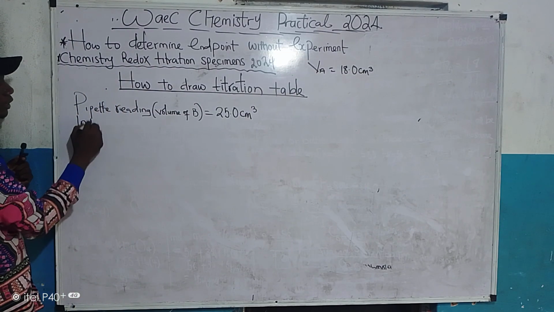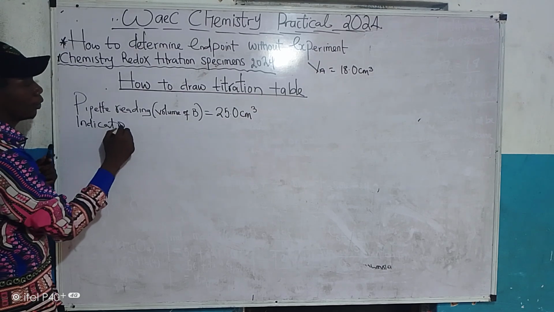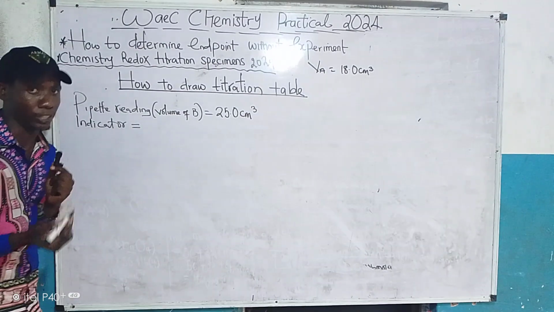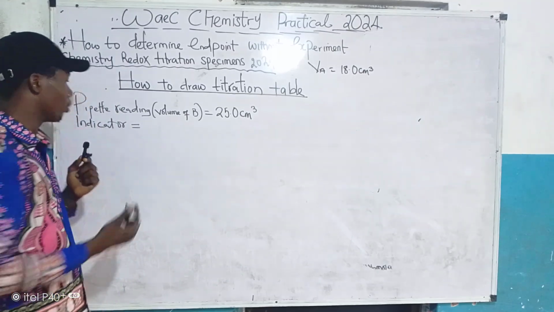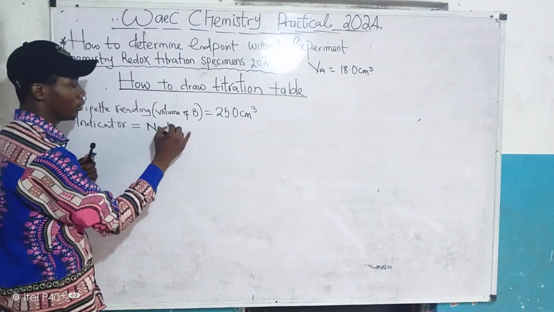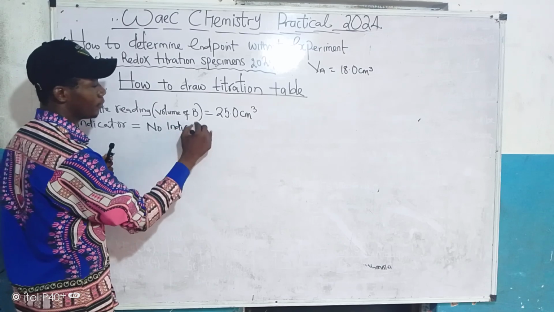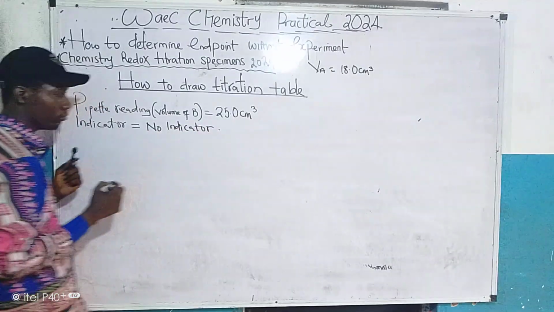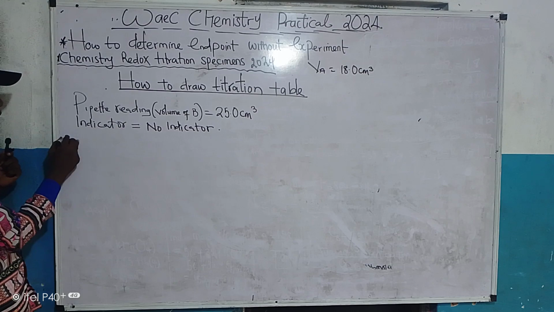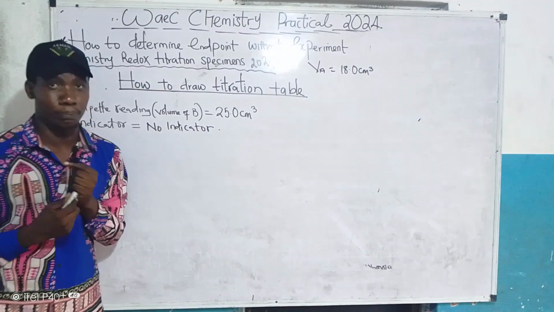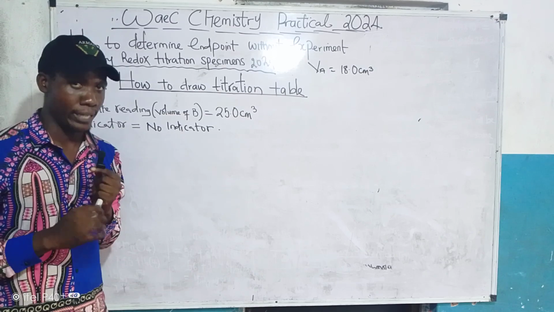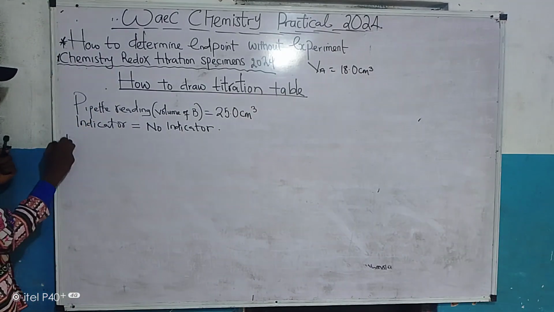What is your indicator? Remember, this is a redox titration. In a redox titration, there is no indicator. So write no indicator. Then what do we do? Remember that your base is always in your pipette, which is B, while A is always in your burette. So we can do this.